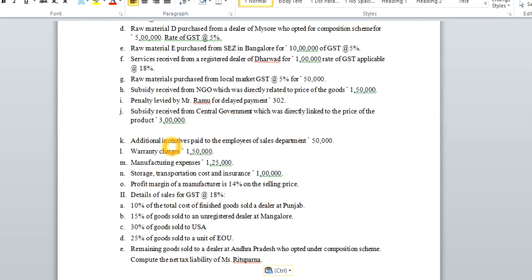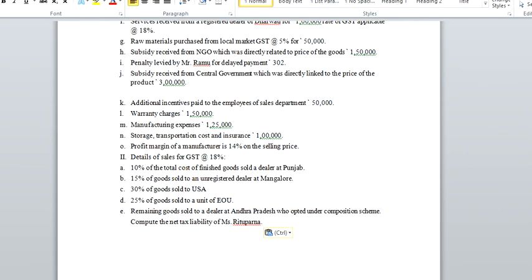Additional incentives paid to the employees of sales department forms part of transaction value. Warranty charges is to be added. Manufacturing expenses is to be added. Storage, transportation cost and insurance is to be added. Profit margin of a manufacturer is 14% on the selling price. Profit margin is given there. So what you are supposed to do with the profit margin? It is 14% on selling price ಅಂತ ಹೇಳಿದ್ದು.